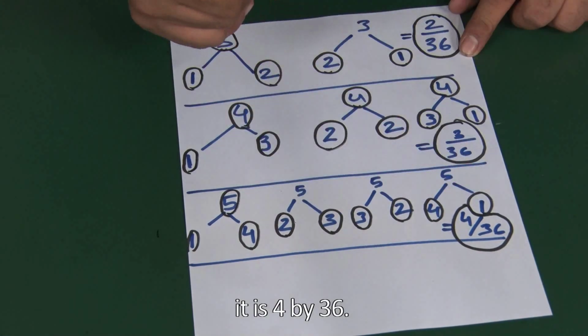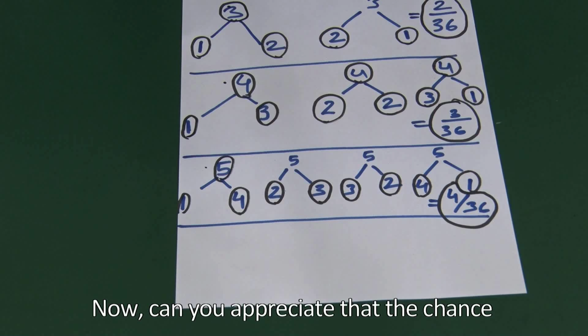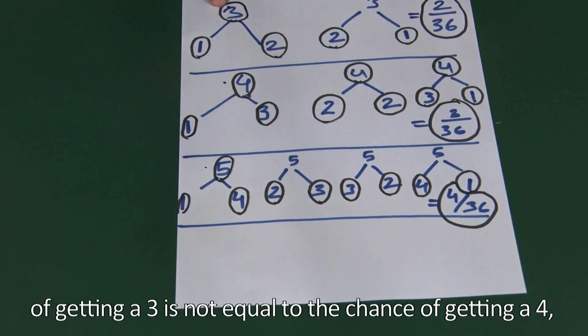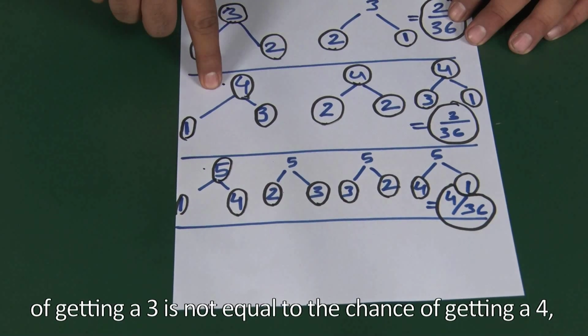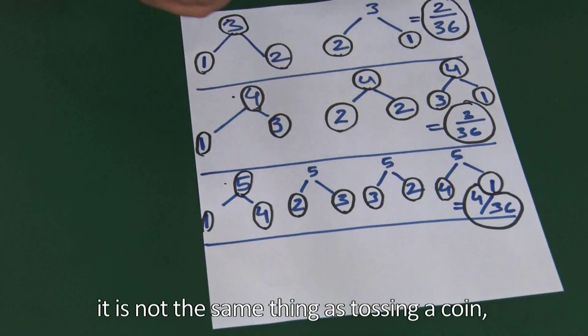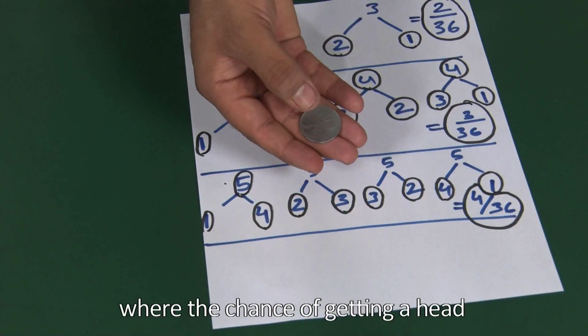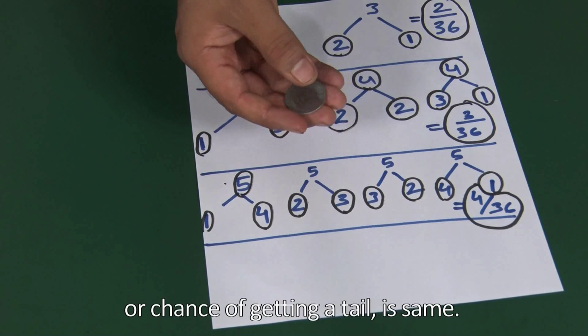It is 4 by 36. Now can you appreciate that the chance of getting a 3 is not equal to the chance of getting a 4. It is not the same thing as tossing a coin, where the chance of getting a head or the chance of getting the tail is the same.